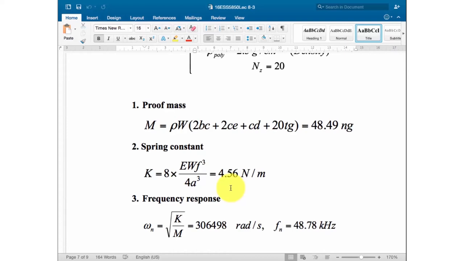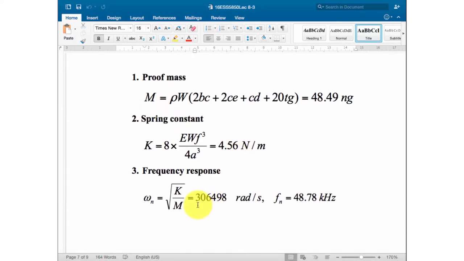The previous one is around 5 kilohertz, but here we got 50 kilohertz, a little bit higher because we have a smaller proof mass and also a much softer spring. Okay, so combine these two together, we find out the final things like this. So the movement of this device is faster than the previous one.